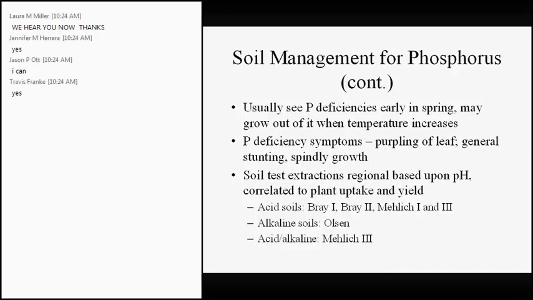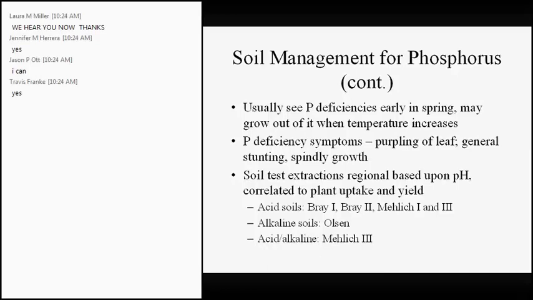Mehlich 3 is what we recommend in the state of Texas, and that's what we use at our Texas A&M AgriLife Extension Soil, Water, and Forage Testing Laboratory here on the A&M campus. If you're working with the Natural Resources Conservation Service, with a nutrient management plan, or with any of the concentrated animal feeding operations, that is the required test, or the required extractant, for phosphorus.